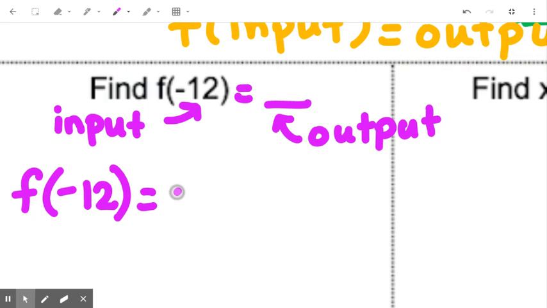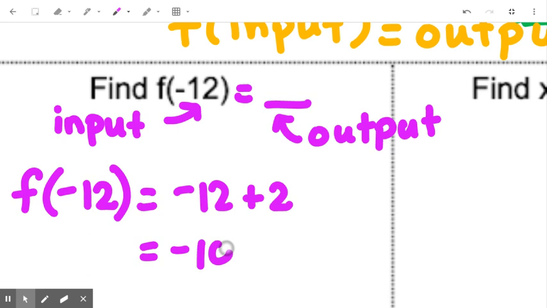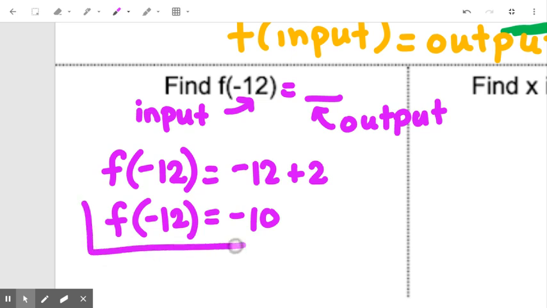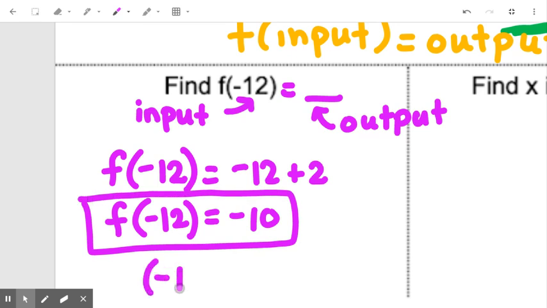So my rule is I take my input and I add 2. Now, when I add those two, I get negative 10. So that means an input of negative 12 gives me an output of negative 10. And this is one way I can write that. I could, if I want, also write it as an ordered pair. I put in negative 12 and I get out negative 10. So input, output, X, Y, domain, range, all the same kind of thing.